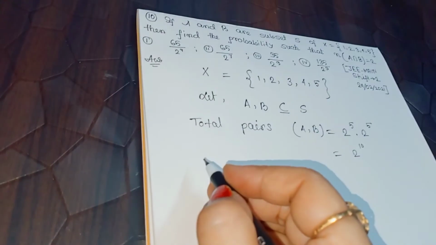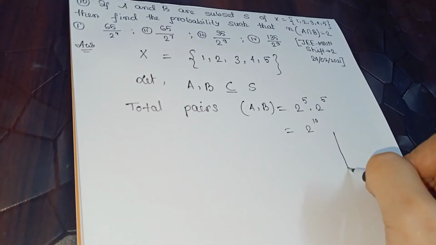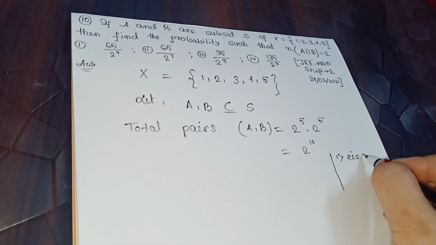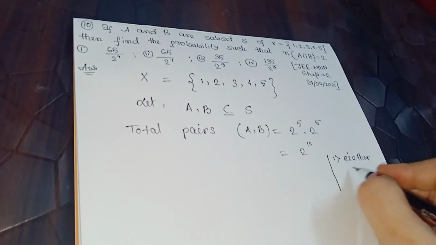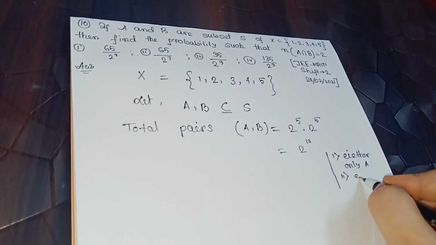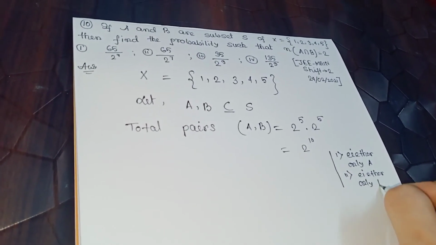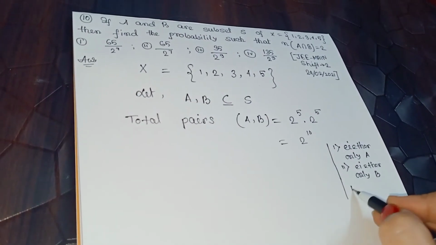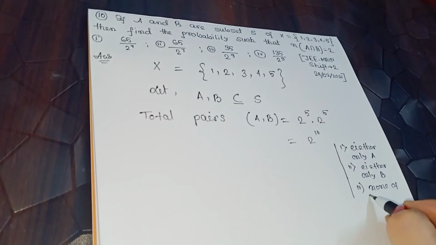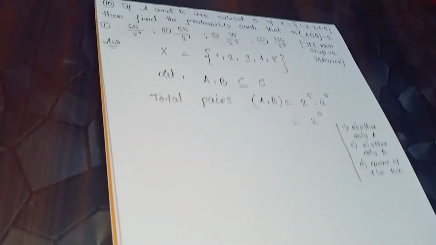Now how can it happen? As the first condition, it is either only A, number 2, either only B, or number 3, none of the two.